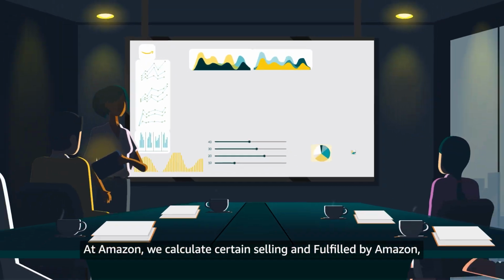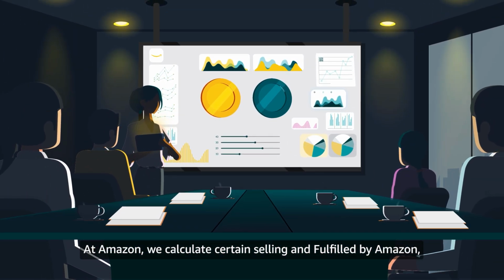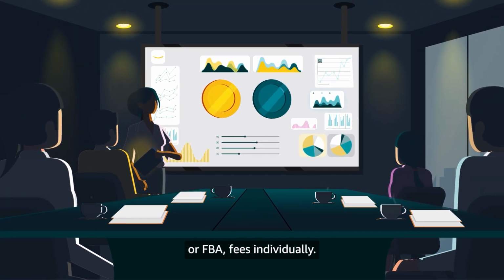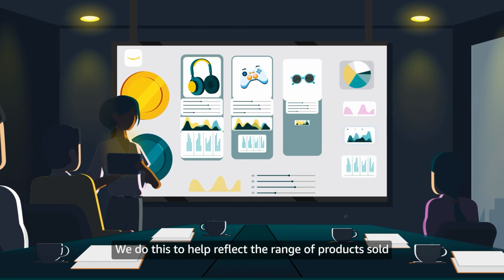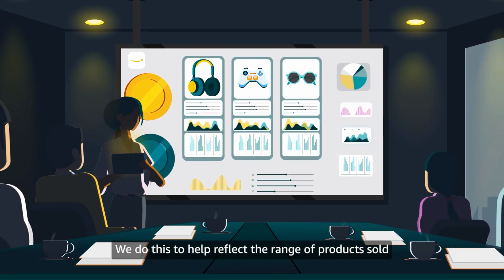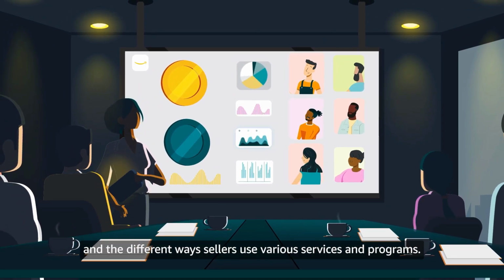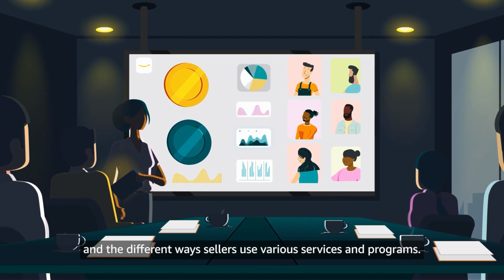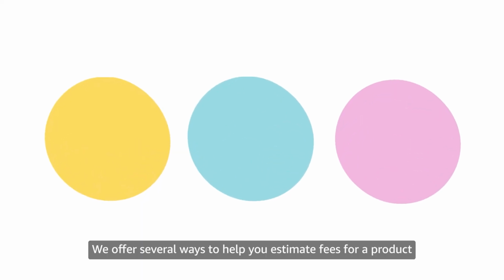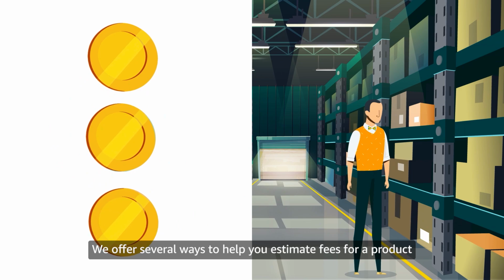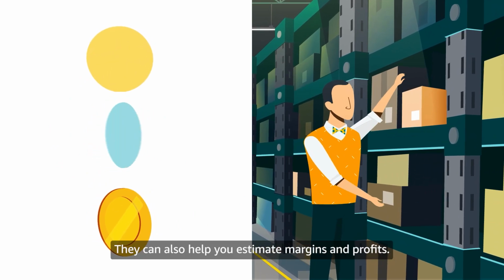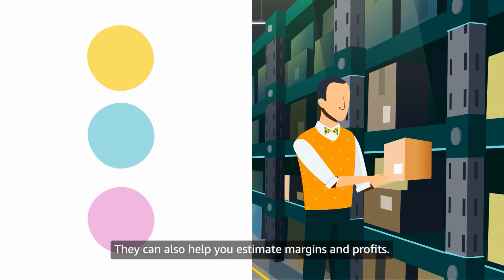At Amazon, we calculate certain selling and fulfilled by Amazon or FBA fees individually. We do this to help reflect the range of products sold and the different ways sellers use various services and programs. We offer several ways to help you estimate fees for a product in your inventory. They can also help you estimate margins and profits.